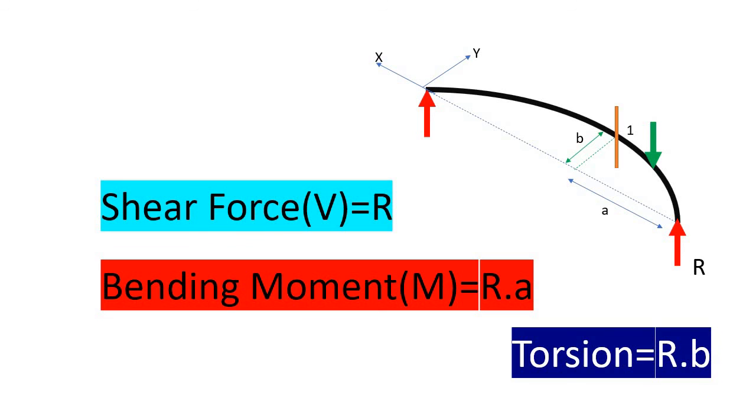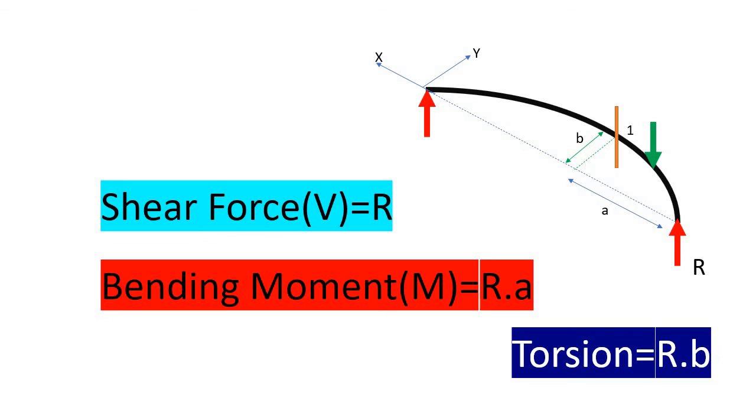But in case of a bow girder or any girder that is curved in plan, we have three parameters. First one is shear force. You have to design the section for shear force. Second, you have to find the bending moment to design it, and also you have to find the torsion to design the section properly.